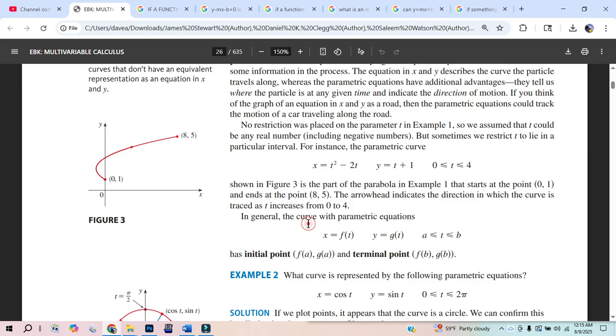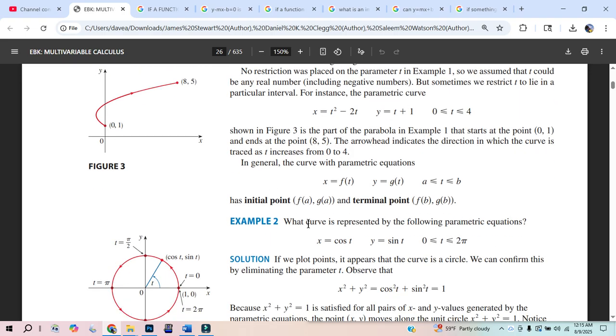In general, the curve with parametric equations x is f of t and y is g of t, where t is on the interval from a to b, that is, t is greater than or equal to a and less than or equal to b, has an initial point (f(a), g(a)) and a terminal point (f(b), g(b)).